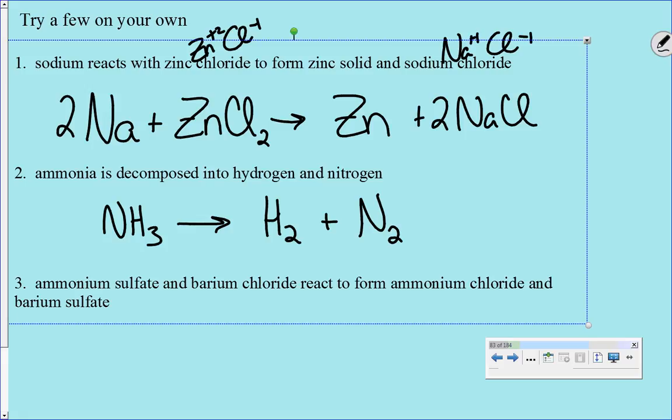In order to balance these guys out, I'm going to need to end up with 2 nitrogens. So I'll put a 2 in front of this guy right here. That balances my nitrogen. Now I have 6 hydrogens on the left, so I get a 3 right there.